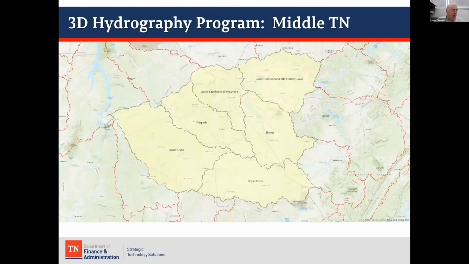So this is what that map looks like. Based on input from local government and state agencies, we've identified these 6 HUC 8 subbasins in Middle Tennessee. I think it's about 6,500 square miles, if I'm not mistaken, so it's a fairly large area. We've got our pilot underway, and hopefully once USGS comes out with the BAA in later calendar 2023, we'll be in a position to submit our proposal for this area in Tennessee.